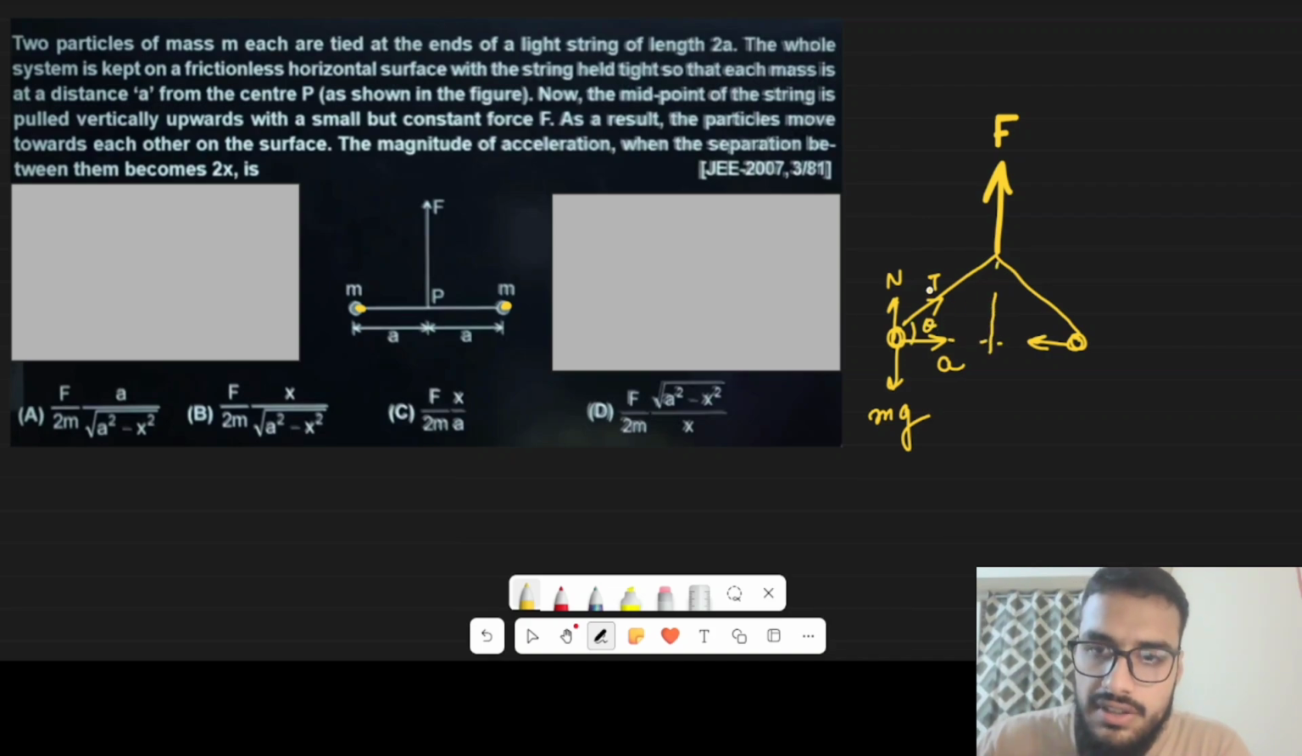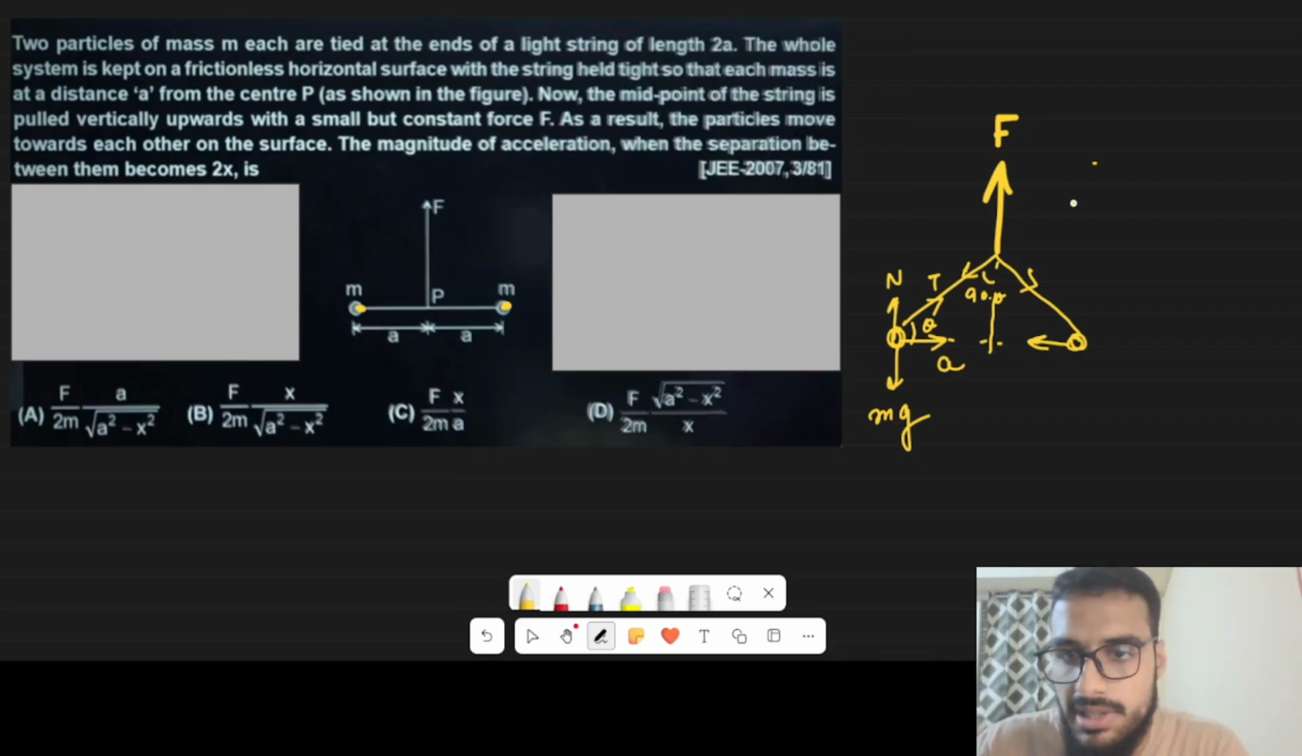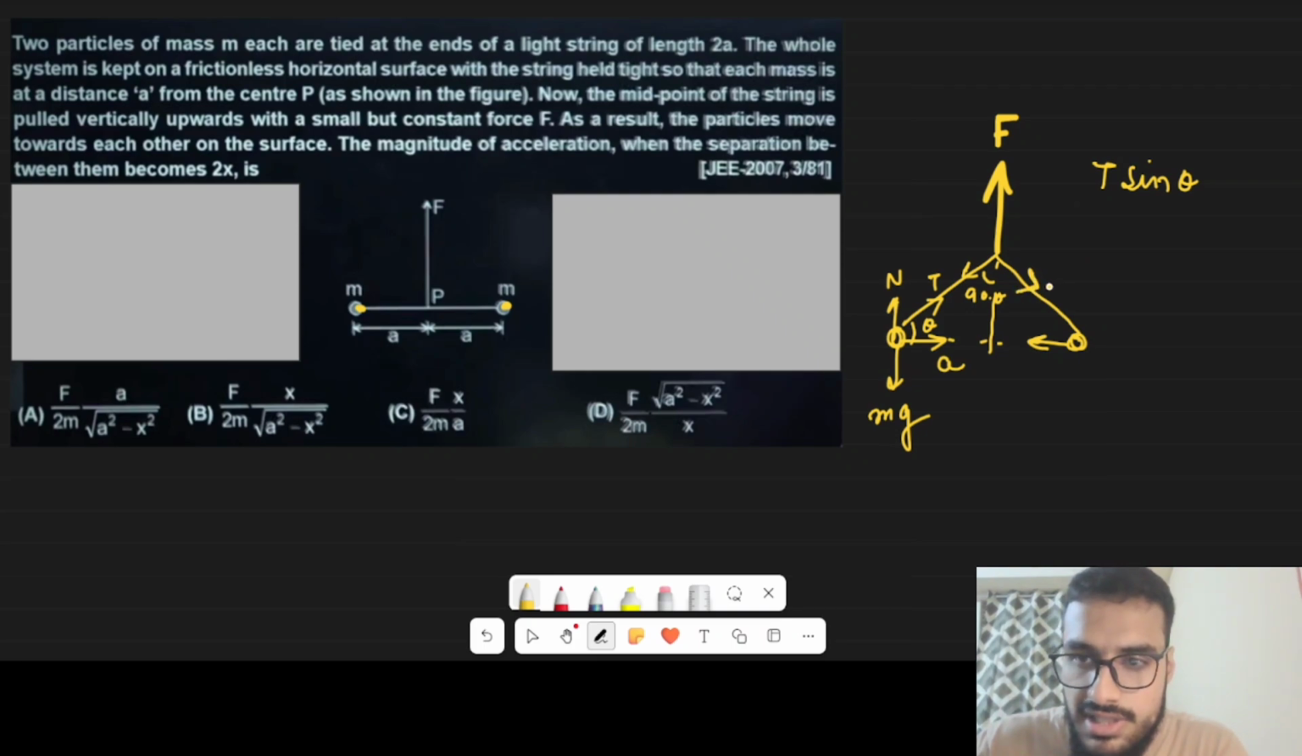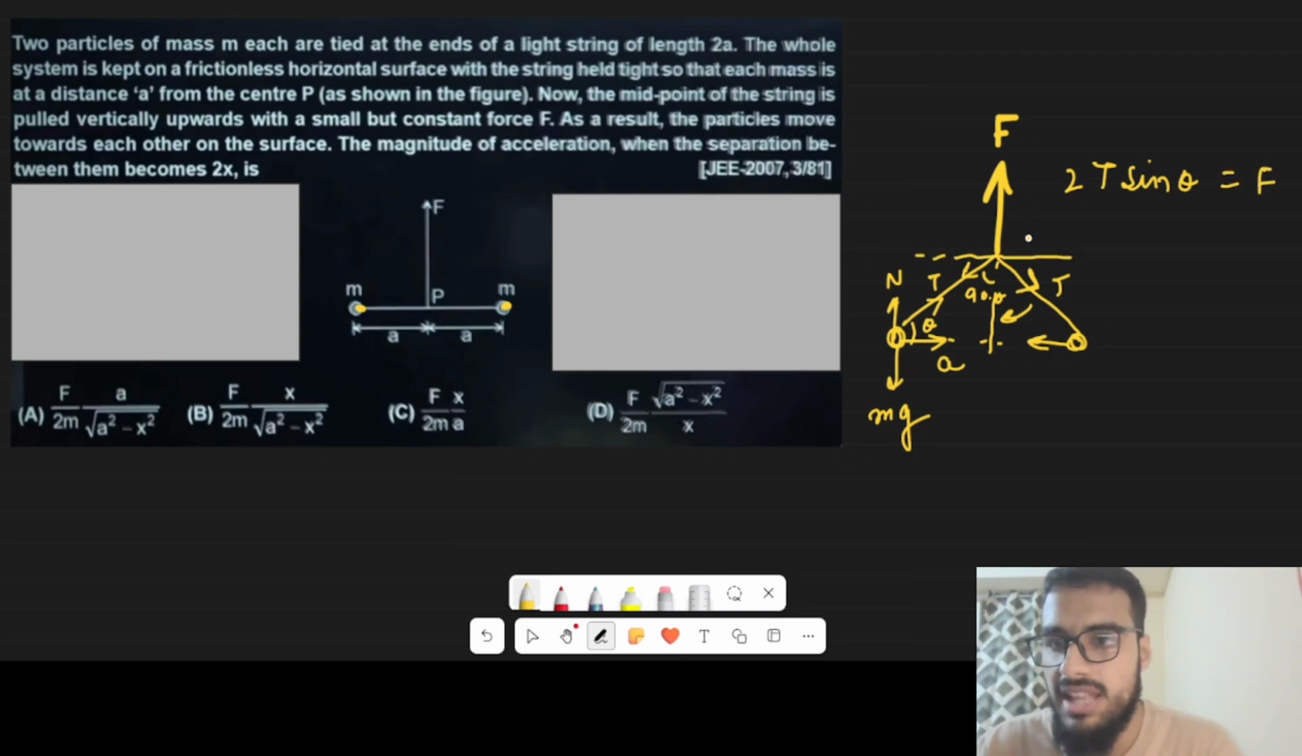First of all, if this is T, this will also be T. This angle is 90 minus theta, so the component is T cos theta in this direction, but it is 90 minus theta, so T sin theta, and the same for the other side. This T component in this direction will be sin theta again. So 2T sin theta is F, isn't that? Because the components of tension in this axis cancel each other.